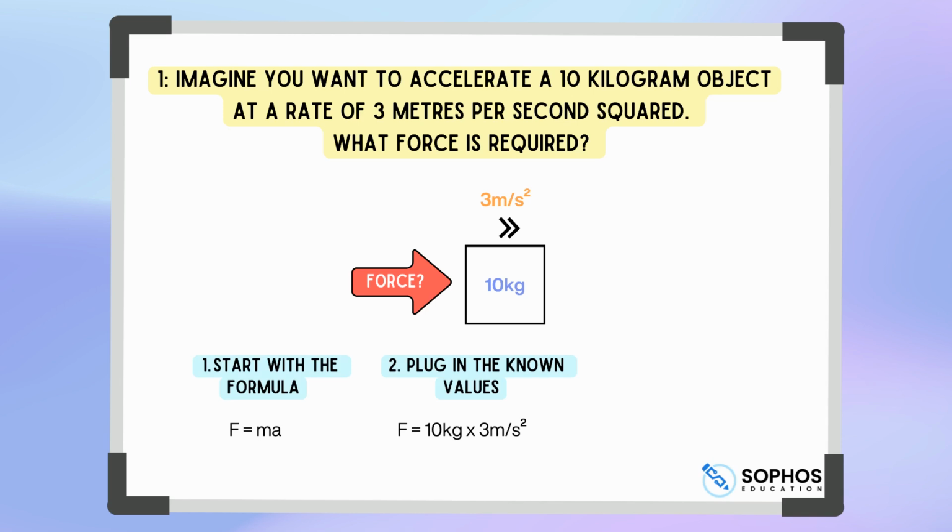Then plug in the known values, so we have F equals 10 multiplied by 3. Finally, perform the multiplication, which gives us 30. So, you need a force of 30 newtons to accelerate the 10 kilogram object at 3 meters per second squared.